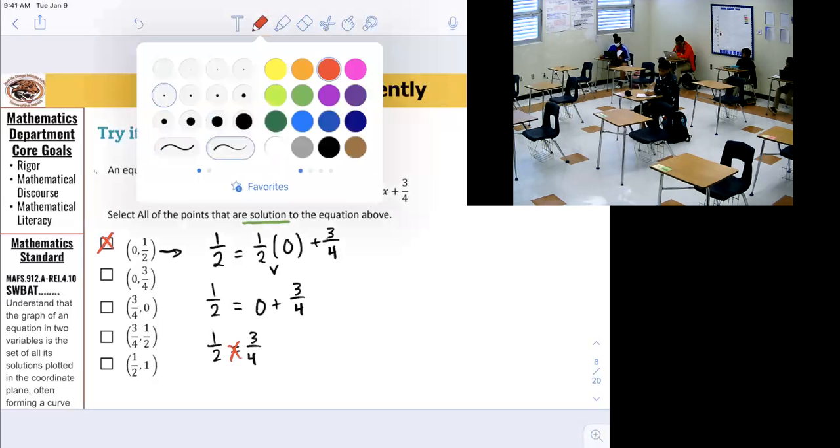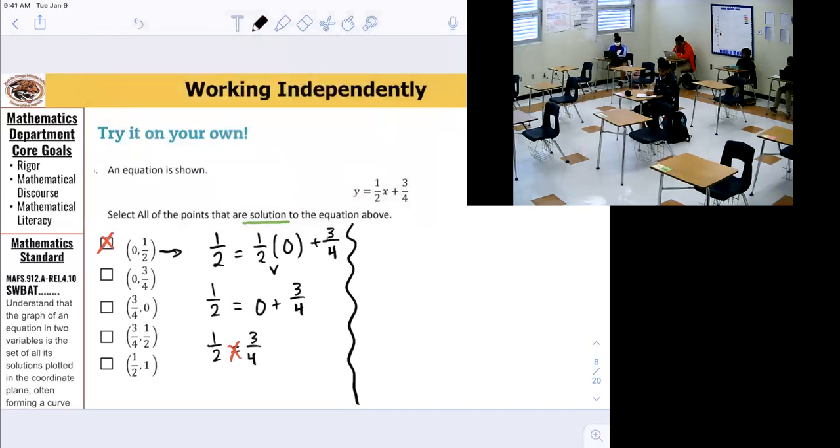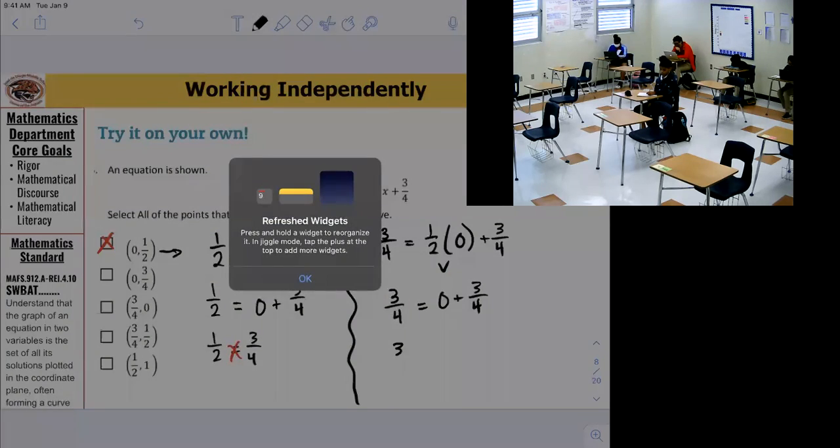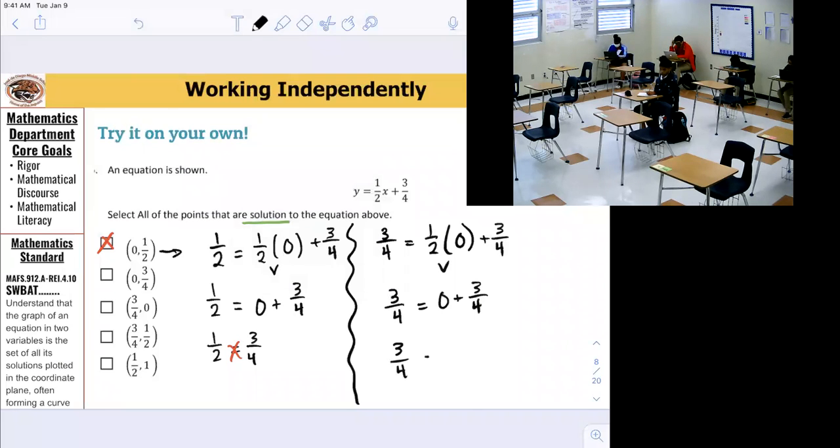Let's check the second one. Now I'm plugging in 0, 3/4. What do I plug in for Y? 3/4. For X, I plug in 0. And the same thing happens. What happens here? 0 plus 3/4 gives me 3/4. And what happens here? Does this one work out? Yes, this one works.